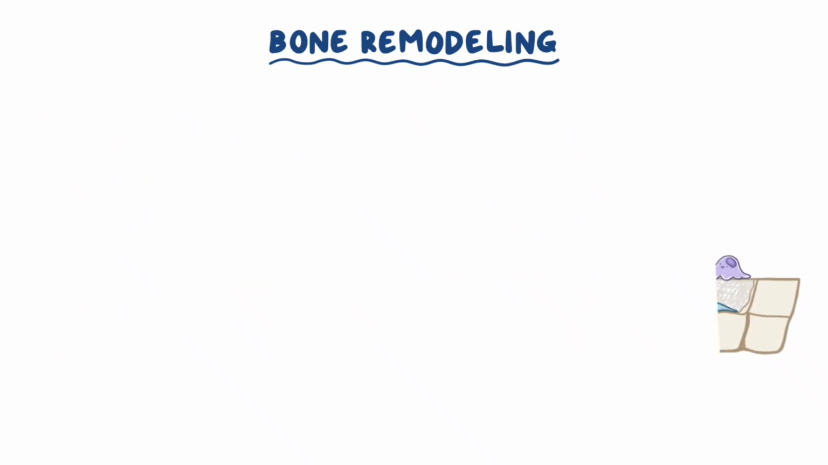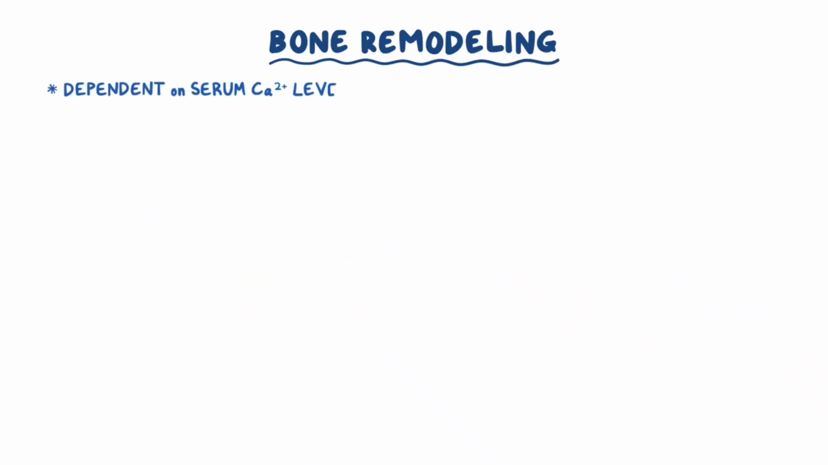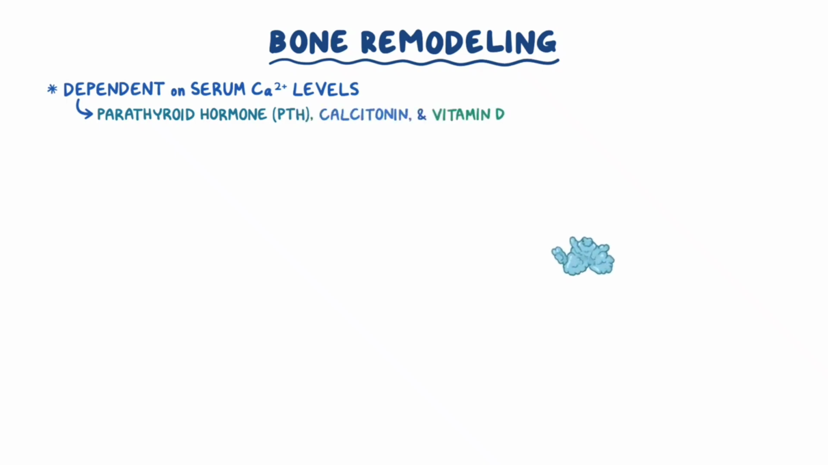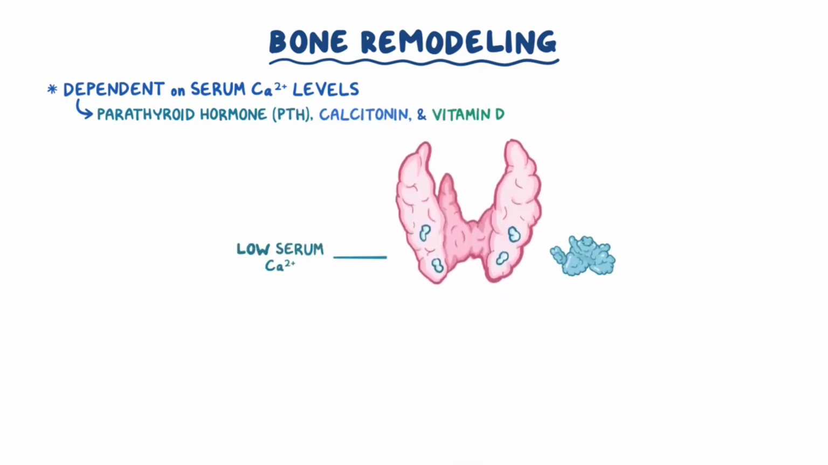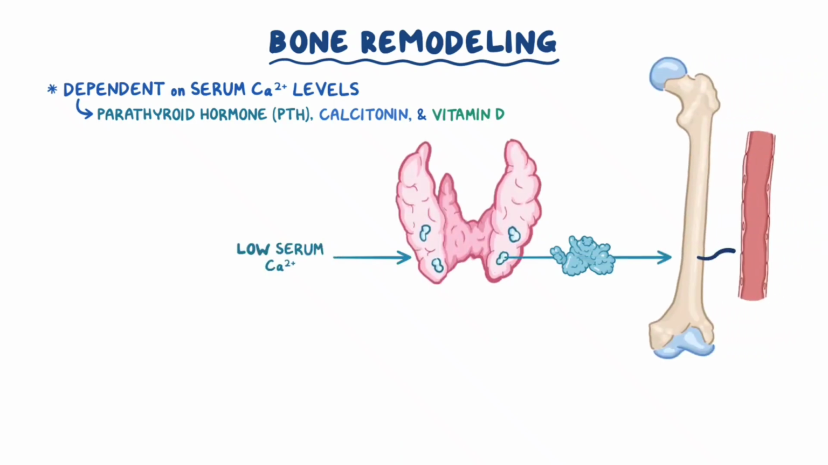Bone remodeling as a whole is highly dependent on serum calcium levels, which in turn are kept in the normal range by a balance between parathyroid hormone, or PTH, calcitonin, and vitamin D. Parathyroid hormone is produced by the parathyroid glands in response to low serum calcium, and it increases bone resorption to release calcium into the bloodstream. On the other hand, calcitonin is produced by the thyroid gland in response to high serum calcium, so it opposes the action of PTH, therefore promoting bone formation and decreasing bone resorption.